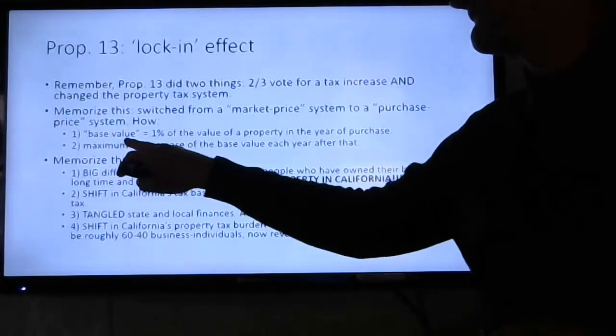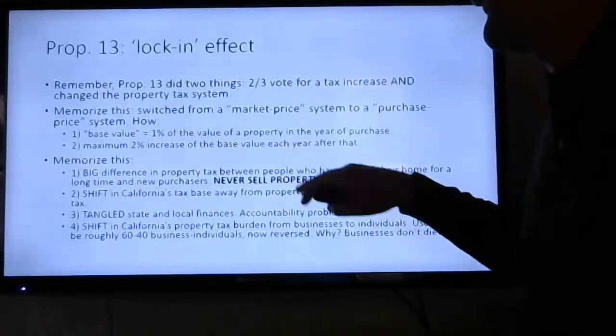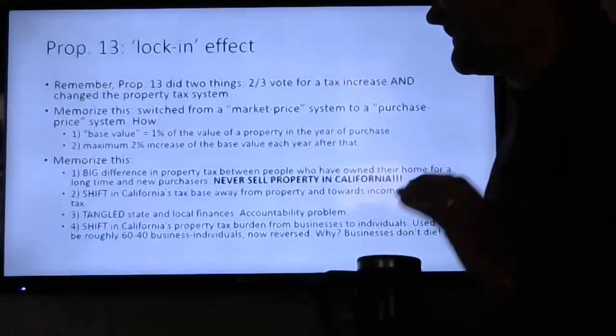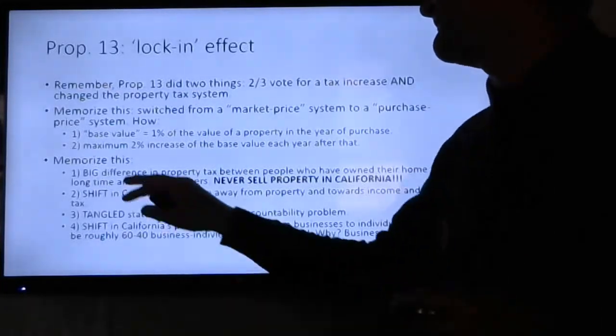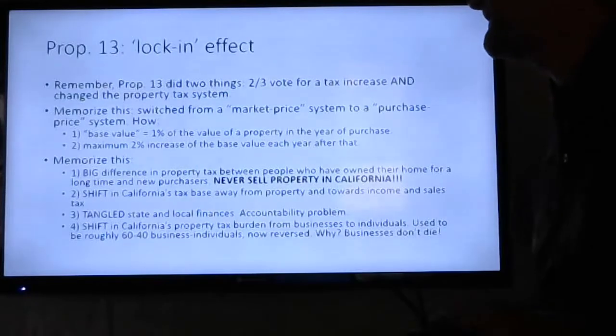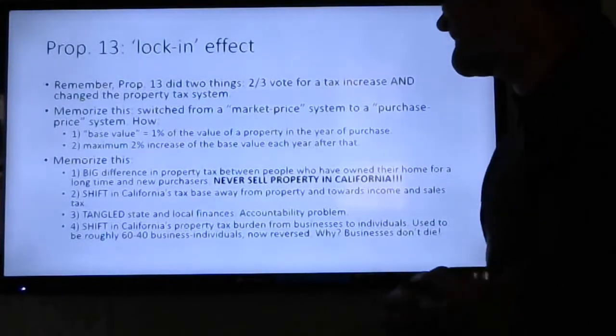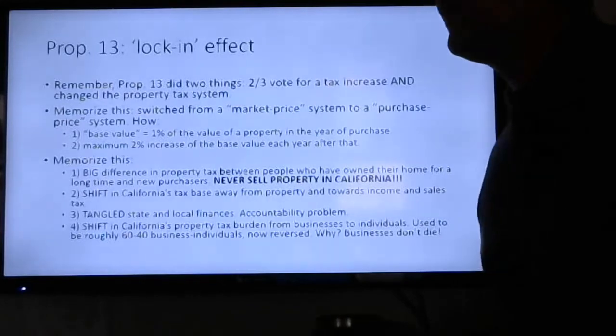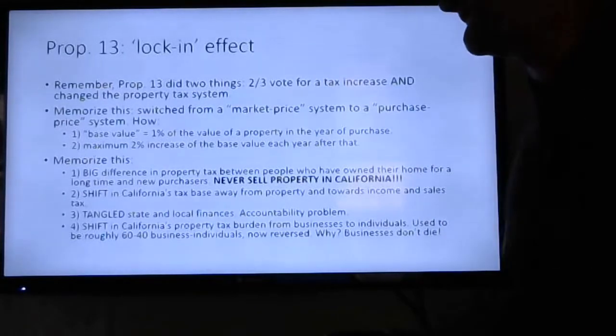Your base value is 1% of the value of property in the year of purchase. And then you only have a maximum 2% increase of the base value each year after that. Okay? What were the consequences of this change?